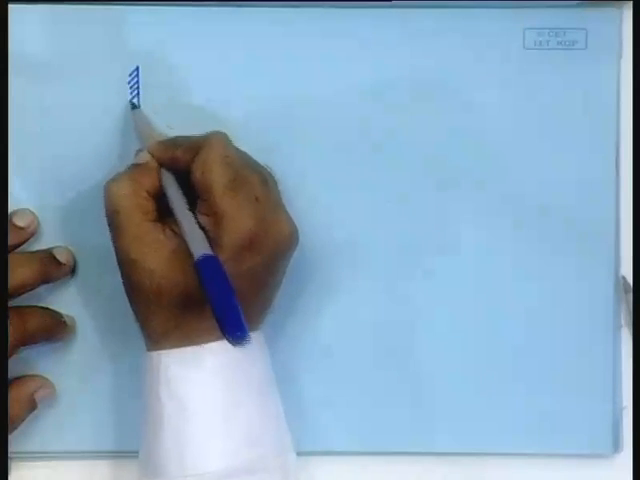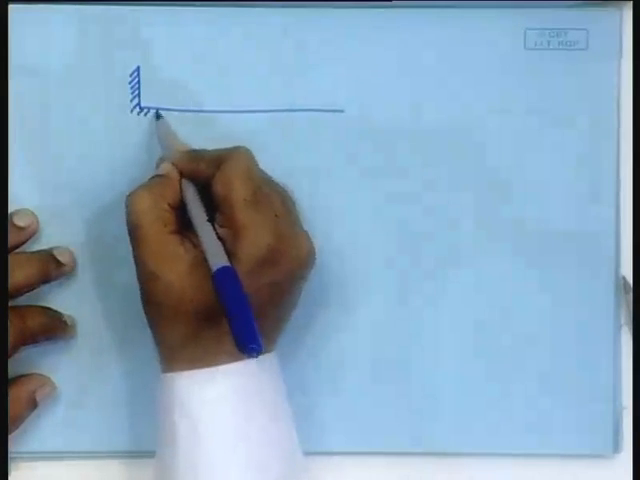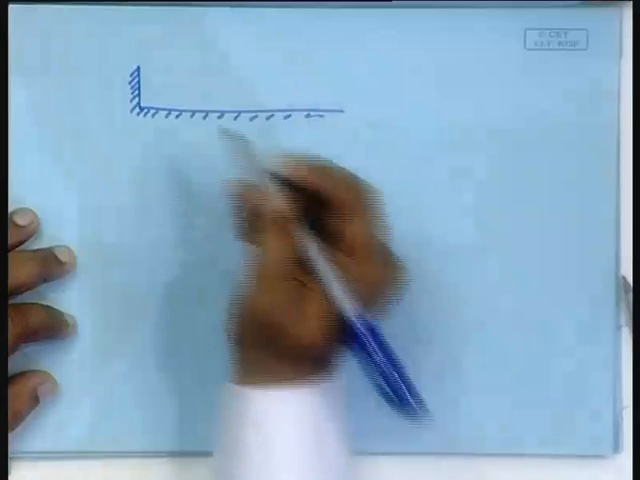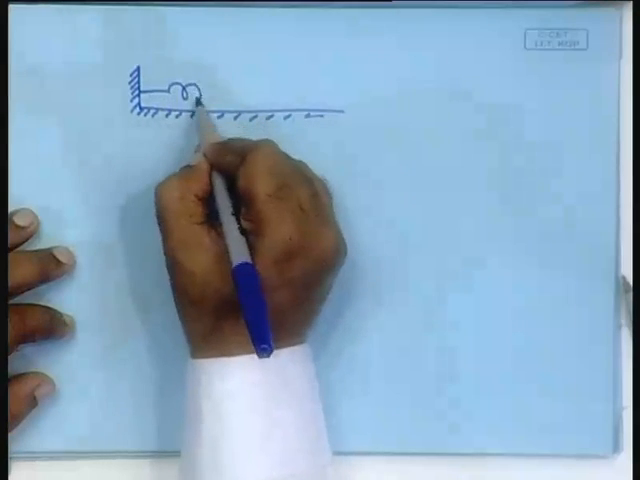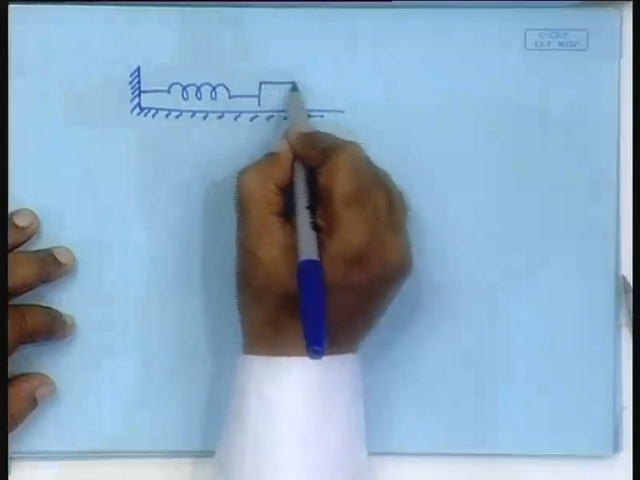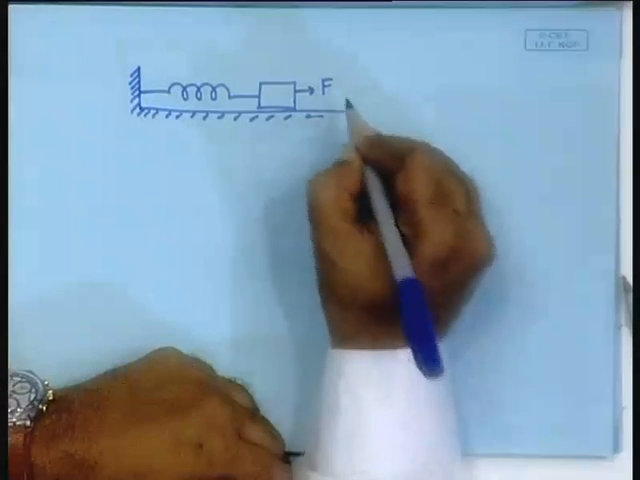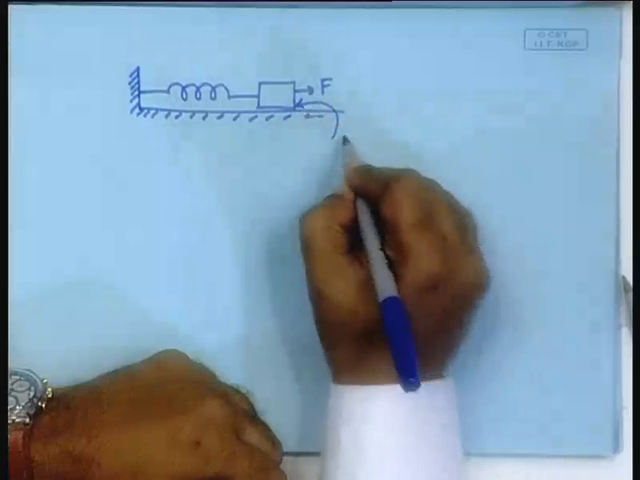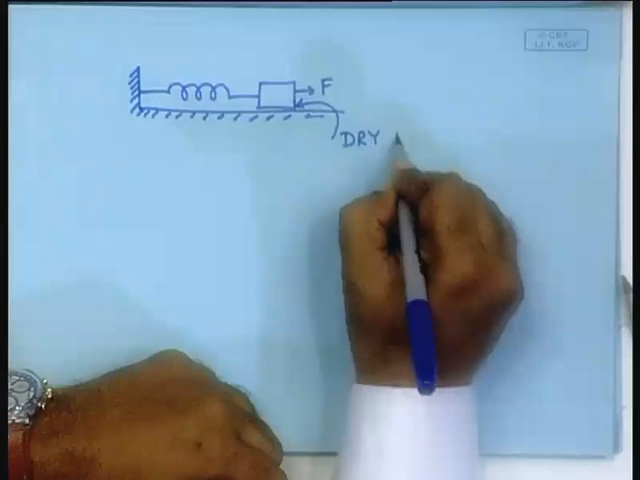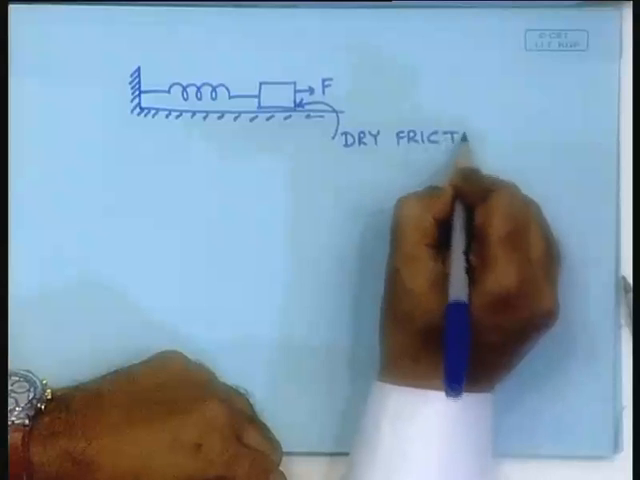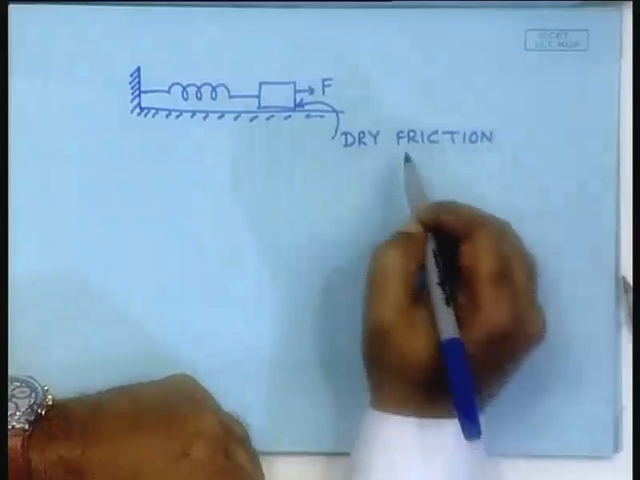So, let us do a problem with a dry friction element. Suppose we have a surface, there is a spring connected to a mass, and it is being pulled with a force F, and this surface is a dry friction surface.